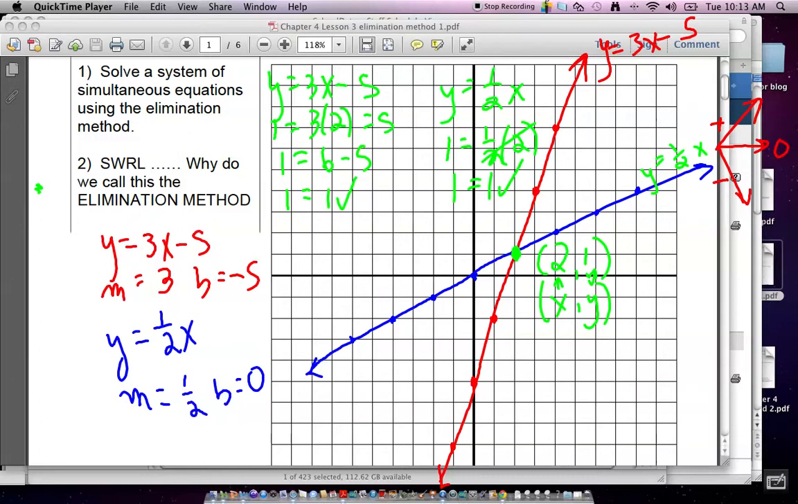What did you cross off, the two? Oh, because a half times 2 is 1. Okay.